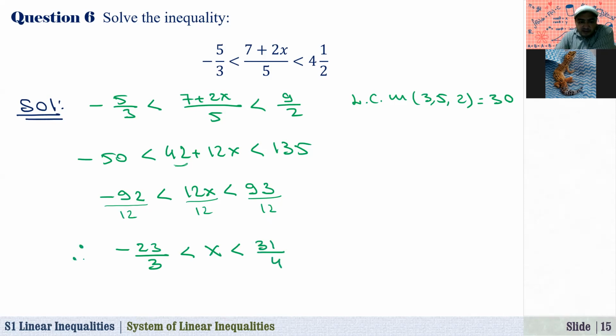So that is the solution of this inequality. That means that if you just pick any number from the interval from minus 23 over 3 to 31 over 4, it will satisfy these inequalities.